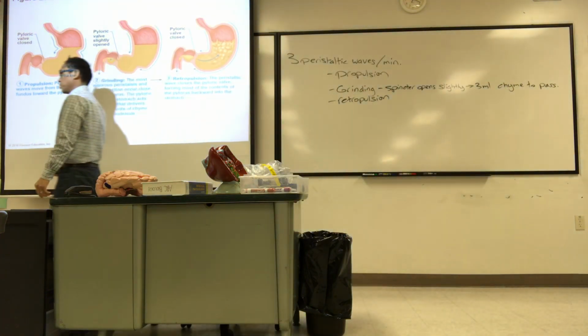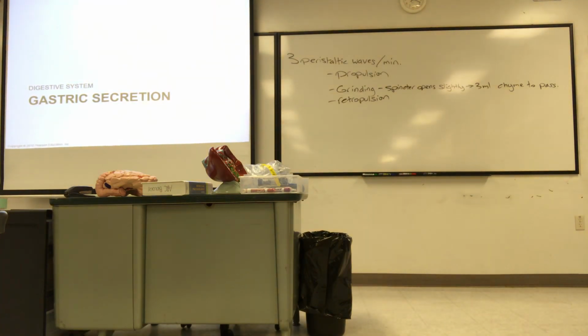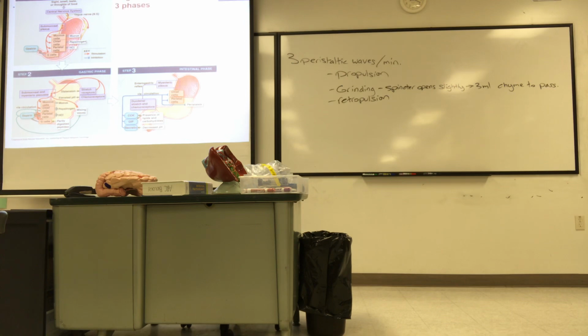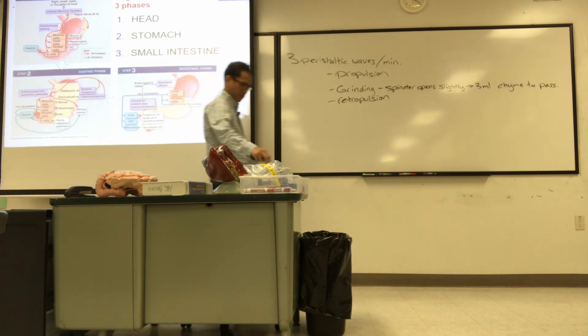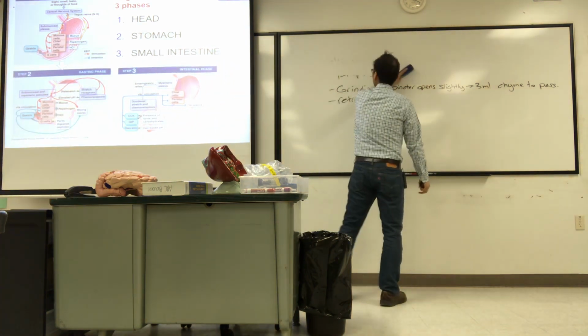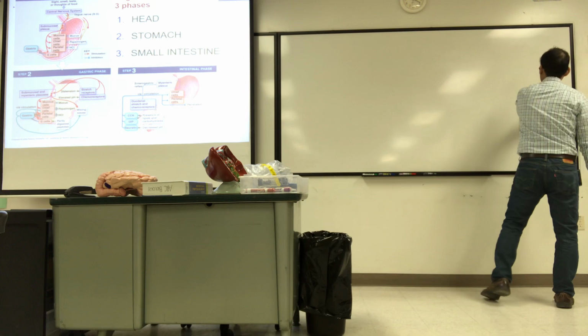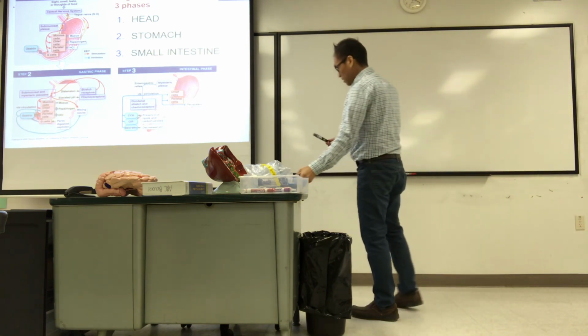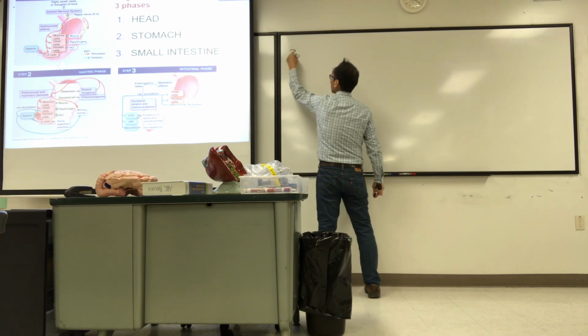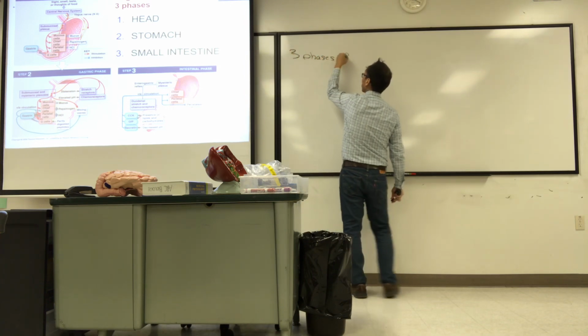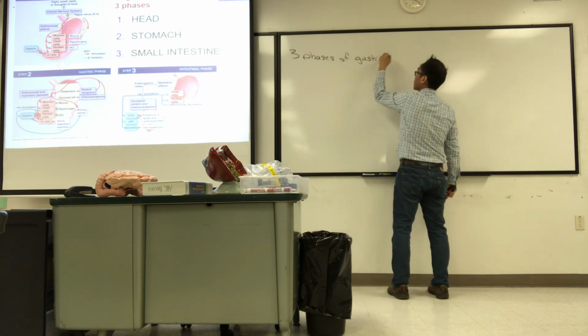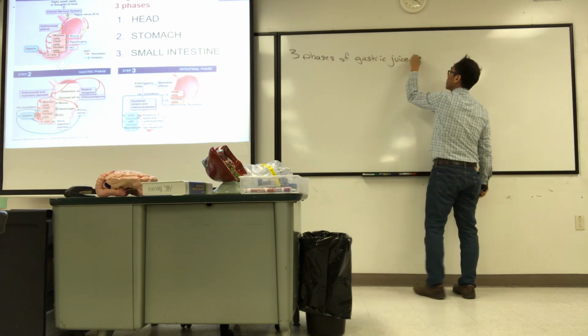Now, all that gastric secretion, we got to talk about that. The stomach is highly regulated by different mechanisms in different phases. Eating will trigger different phases of gastric secretion. We call it head, stomach, small intestine, just to name the phases. Phases of gastric juice secretion.